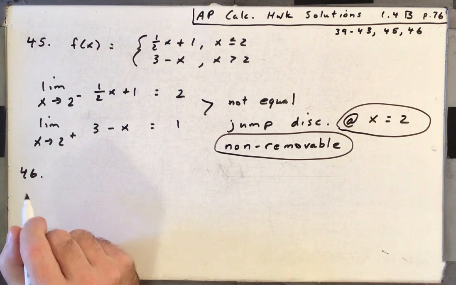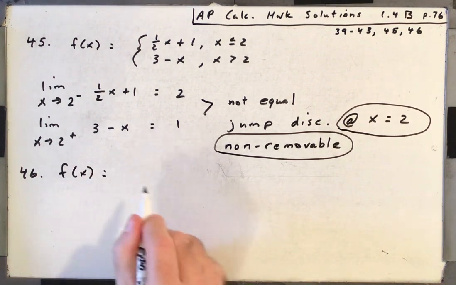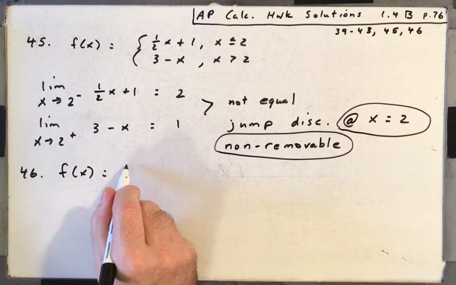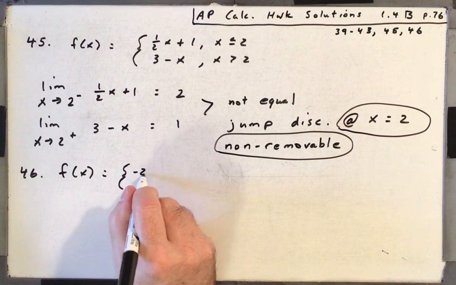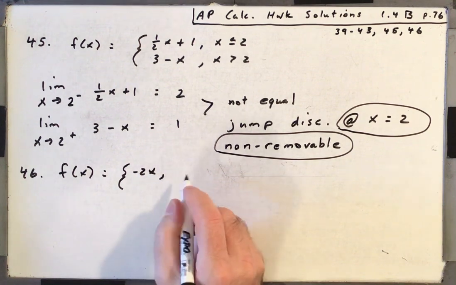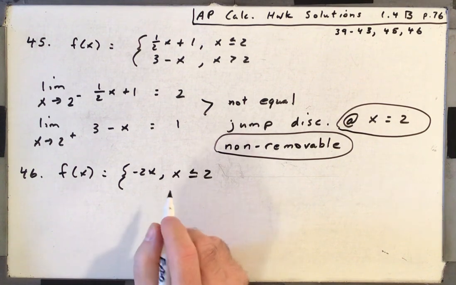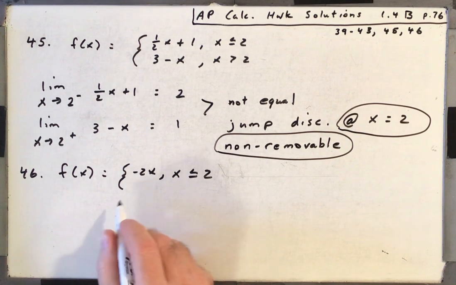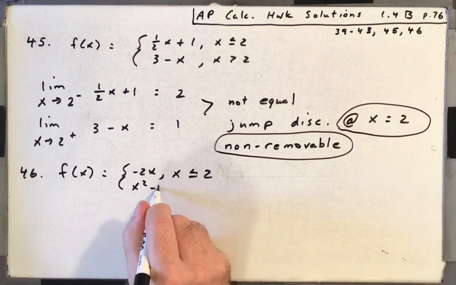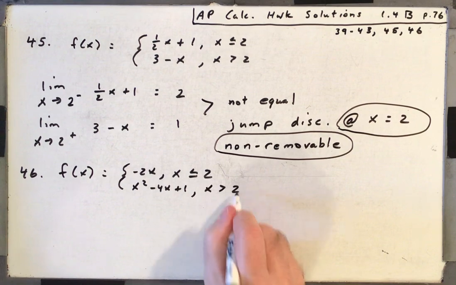Okay, last one. Got f of x is equal to negative 2x when x is less than or equal to 2, and x squared minus 4x plus 1 when x is greater than 2.